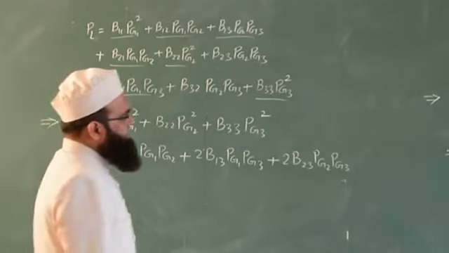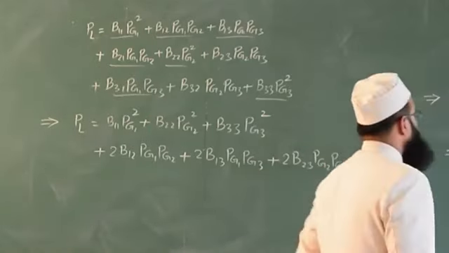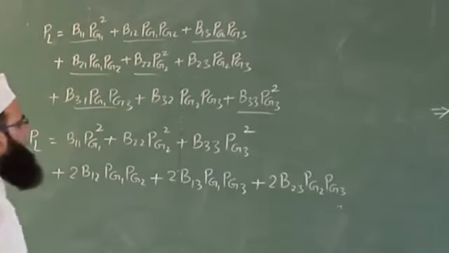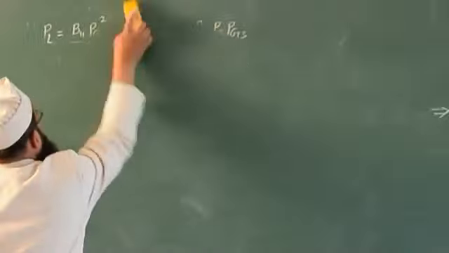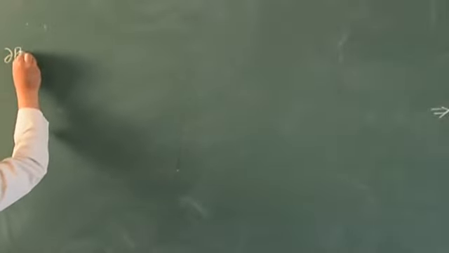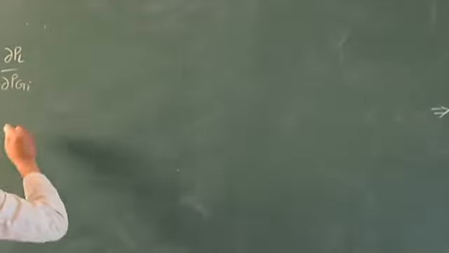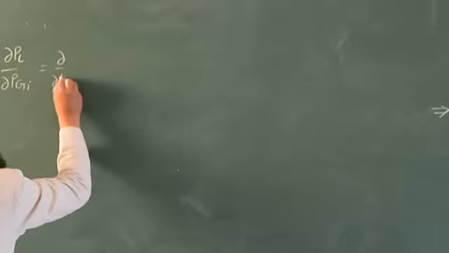Now let us calculate del PL upon del PGI, because now we have expressed PL in terms of B coefficients. The incremental transmission loss at the ith plant, del PL upon del PGI, can be written as del upon del PGI.